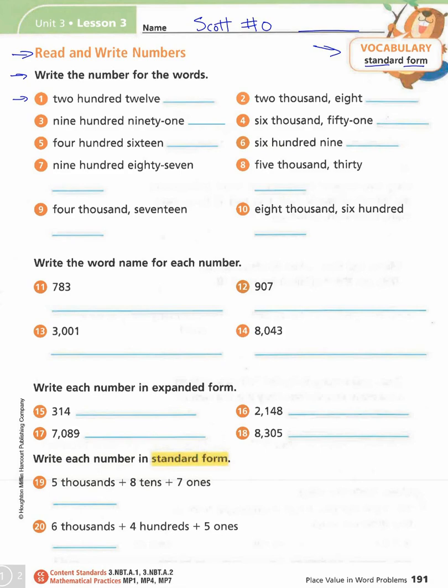So for example, number 1 says 212. So I would write 212, right? I'm going to slowly go through each of these. If you need to, you can pause the video and then write down the numbers as I read them. So here we go. Number 2, 2008. Number 3, 991.